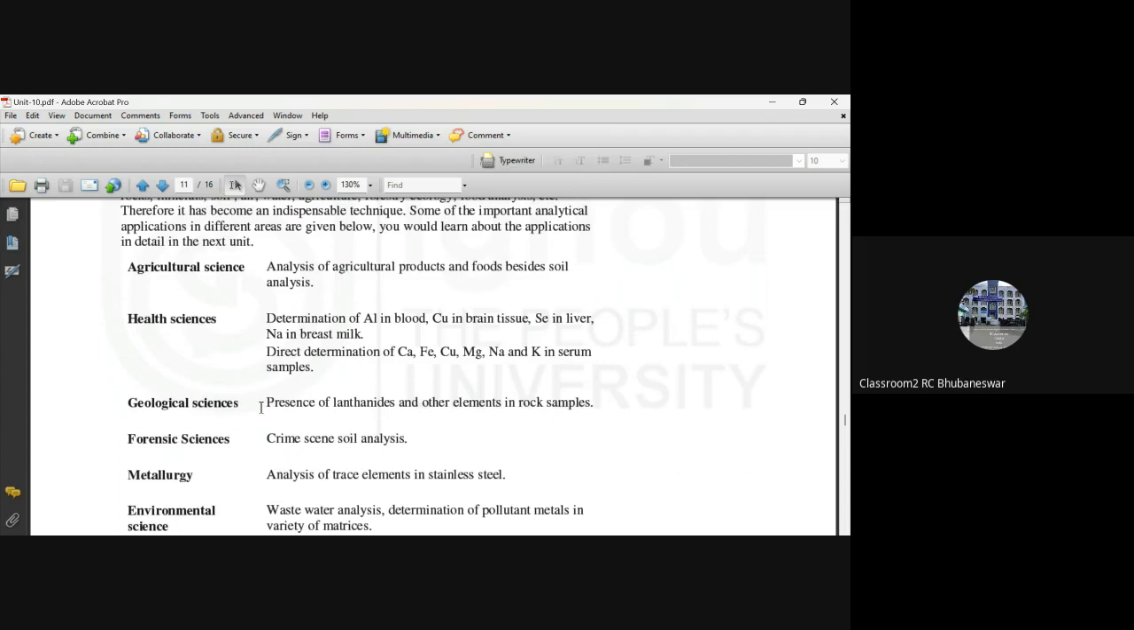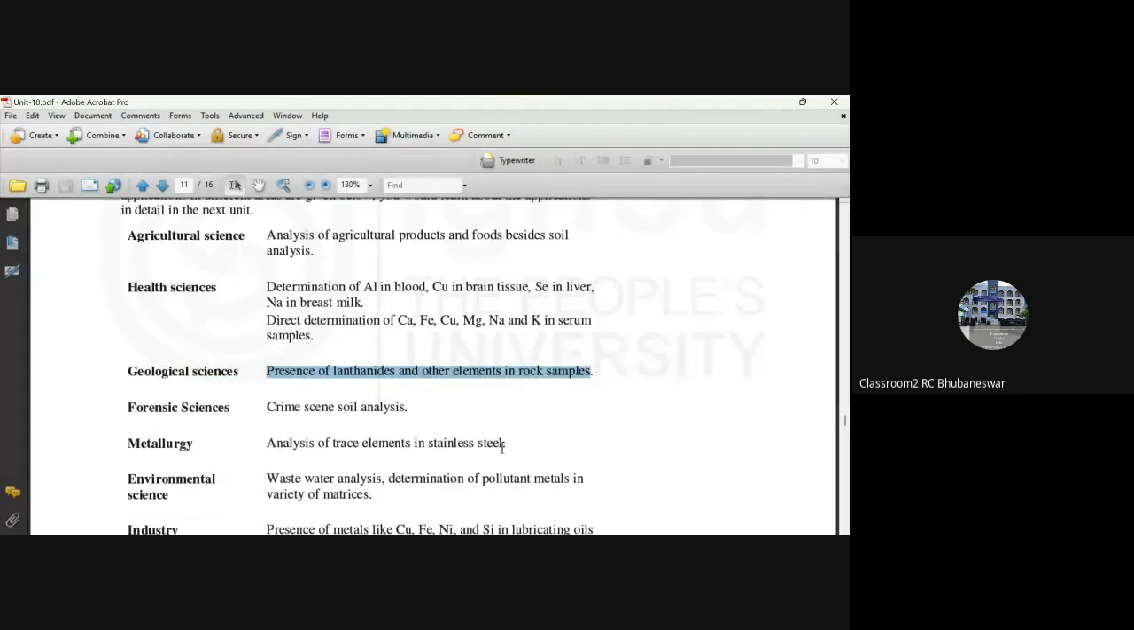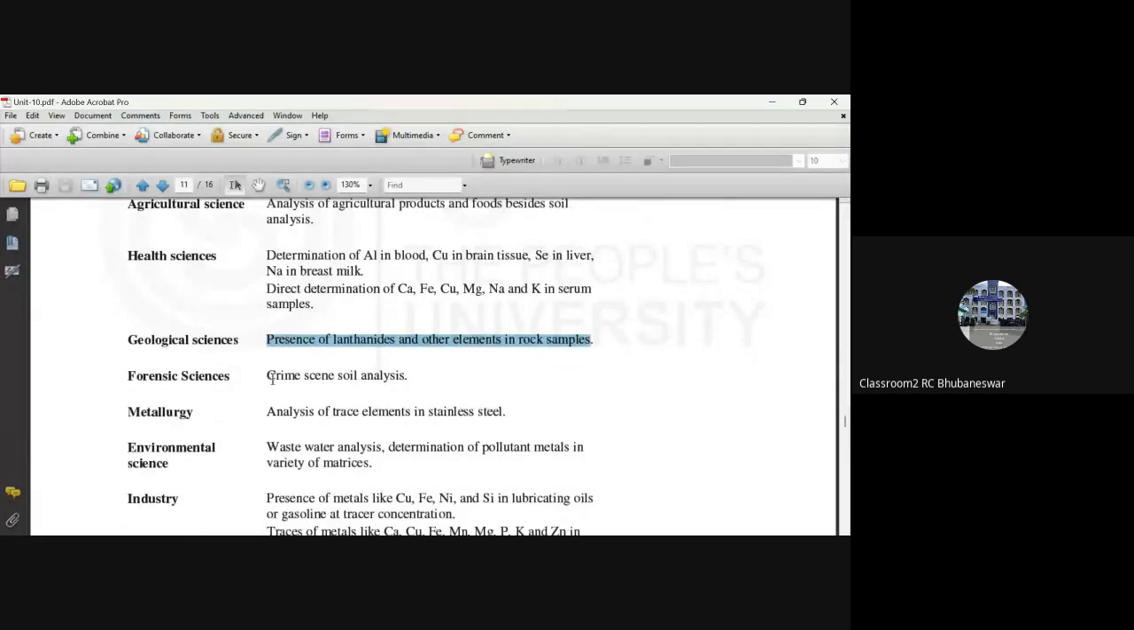And geological science also, it is mostly applicable here. The presence of lanthanides and other elements in rock samples can also be determined. Then forensic science also, it is applicable. Crime scene soil analysis, the way I was telling you, means that if something is happening in soil, some liquid dispersion or some blood dispersion is there, many analyses can be done from there.